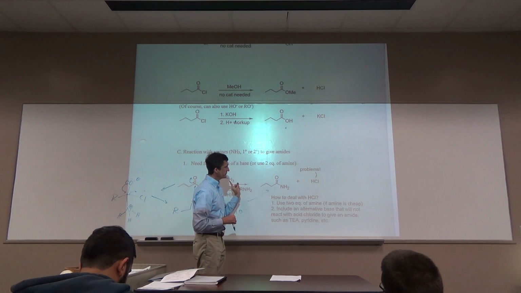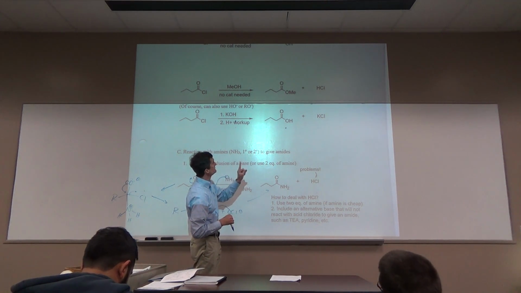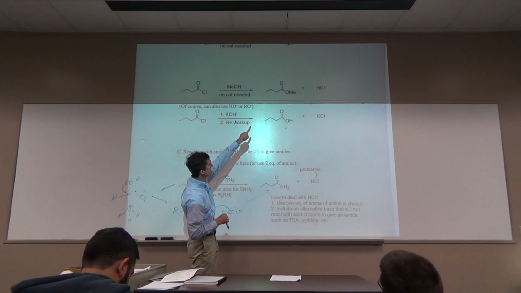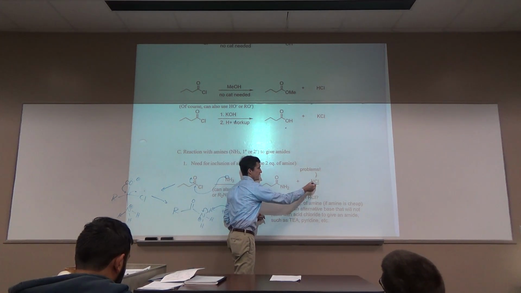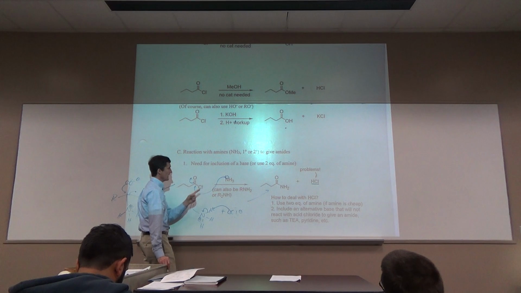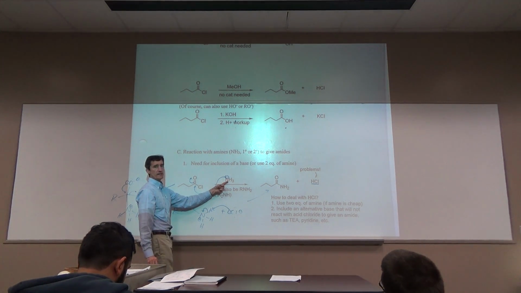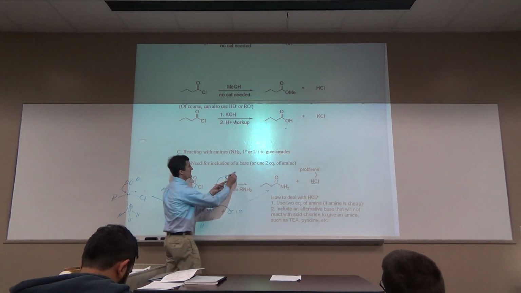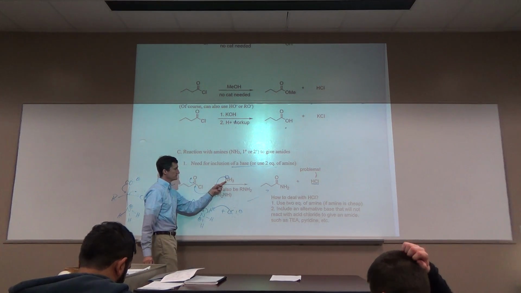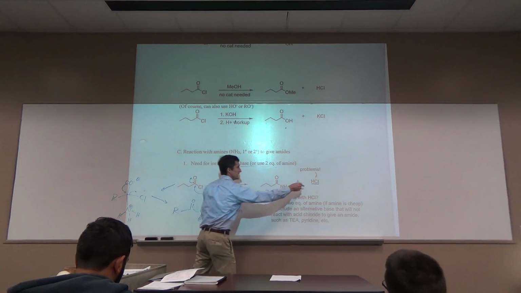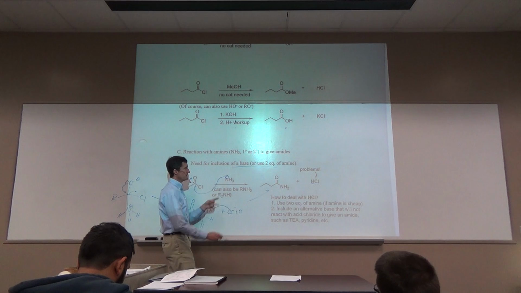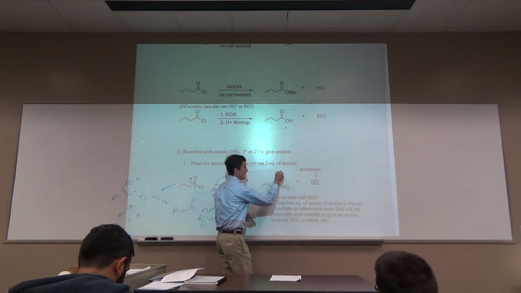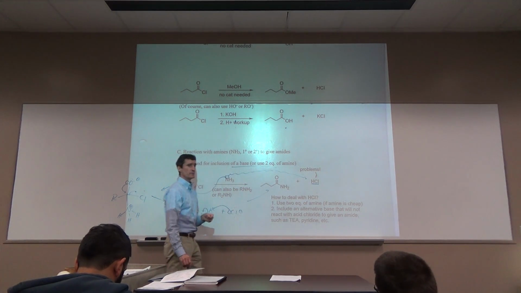Okay, there's a problem with this reaction. We produce HCl. It didn't matter up there. What's the problem with the HCl? Your amine. Amines are basic. If you start generating HCl, the ammonia will start wanting to go over there and react with it.